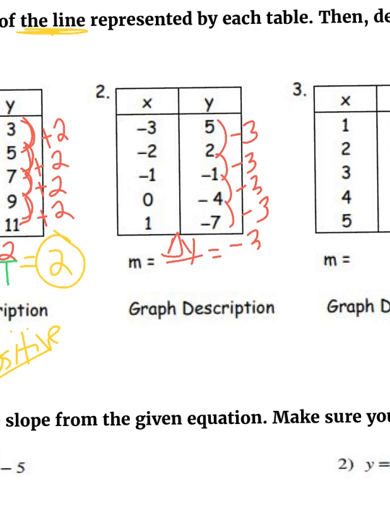On my x side, -3 to -2 is +1. -2 to -1 is +1. This is also +1. And this is +1. So my change in x is +1. -3 over 1 is -3.